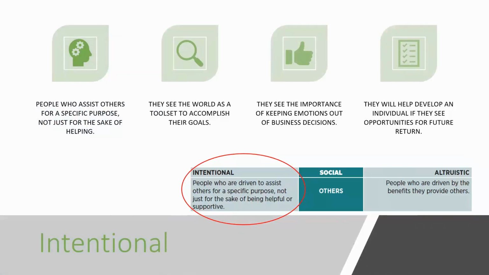You can think that some of these drivers really reflect someone that is out for benefit for themselves, and we've seen that already with the utilitarian driver, and now a little bit with the social driver at a certain end of the spectrum, right? The intentional social driver sees the world as a tool set to accomplish their goals. This is very tactical, strategic. How can I leverage this driver to get what I need? They see the importance of keeping emotions out of business decisions, right?